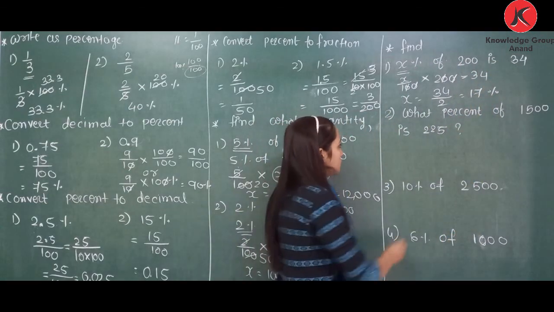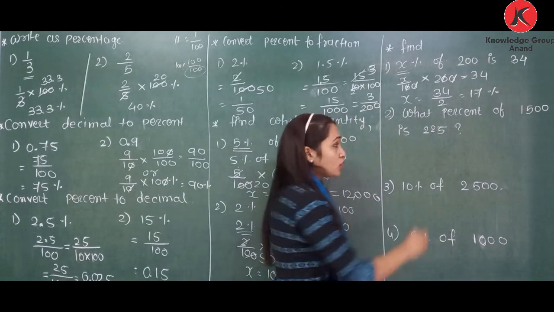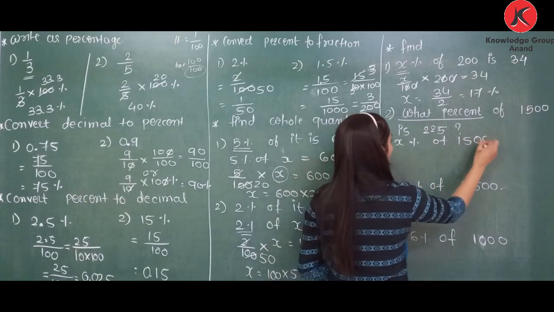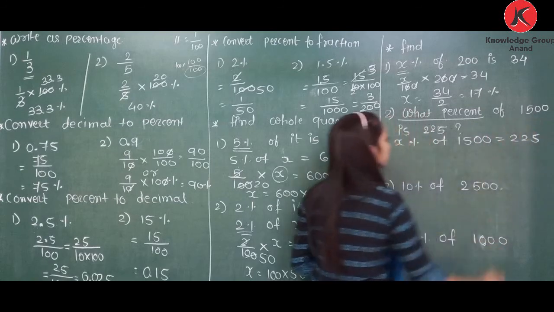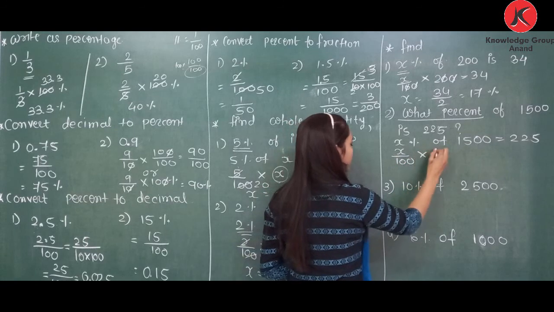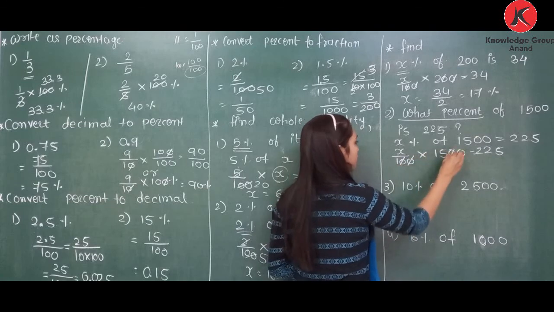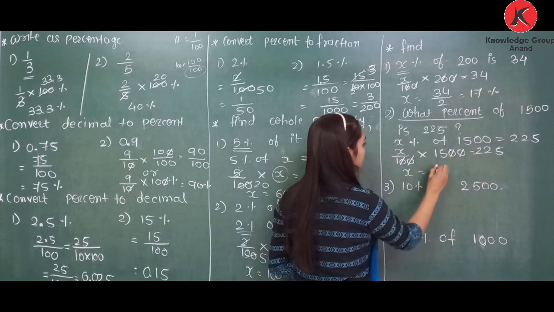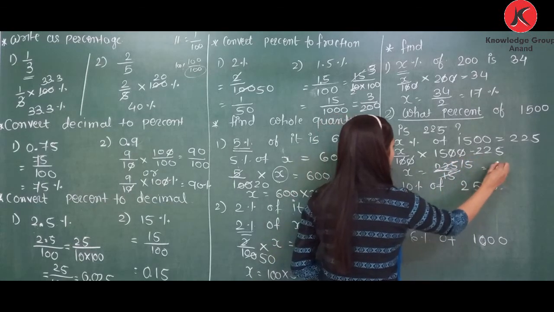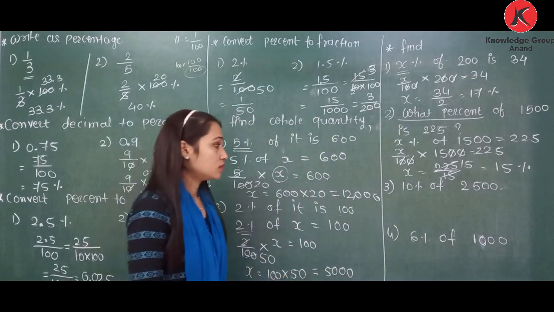Next, what percent of 1500 is 225? So we can write x percent of 1500 is 225. x percent means x by 100. Of means multiplication, 1500 is 225. 0 will be cancelled. Now 15 take it in the denominator. So 225 divided by 15 is 15. So x is 15 percent.